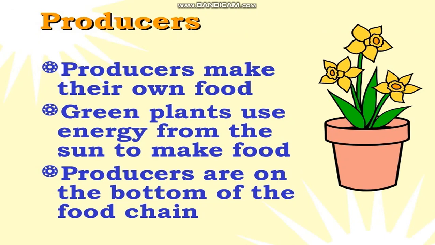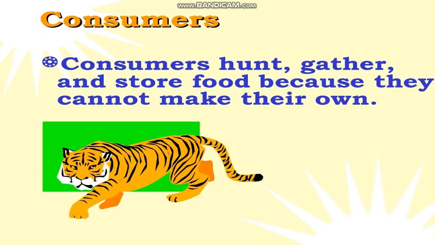Producers are the ones that can make their own food. All the plants can make their own food by using sunlight and a process of photosynthesis. Since plants produce their food, they are called producers. They are the bottom of any food chain, and they use energy from the sun to make food. So all the plants, all the vegetables and fruits come under the category of producers.